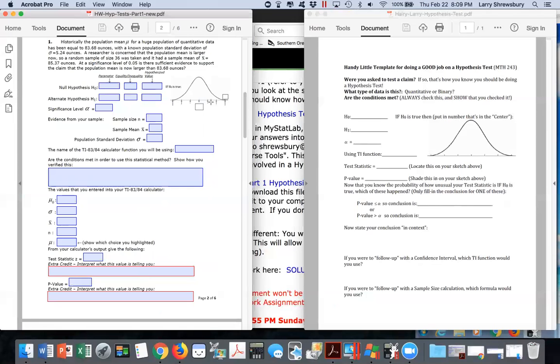So don't overlook them. And by the way, on the final exam, people who make this sketch with their test statistic in there and their p-value shaded in, they're getting a little bit of extra credit for that. So you might want to just get in the habit of doing it anyways, but mostly because it really helps you understand what you're doing.